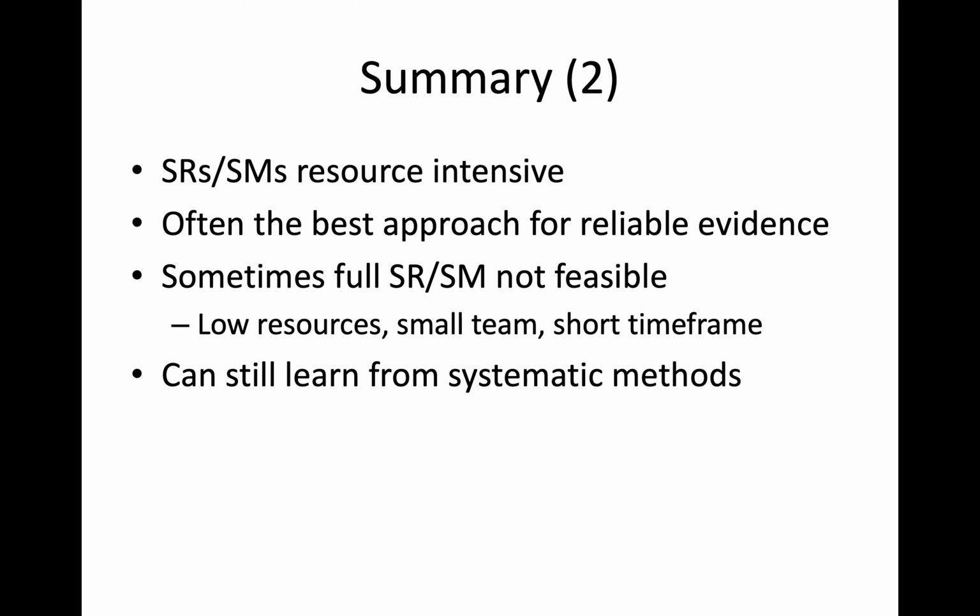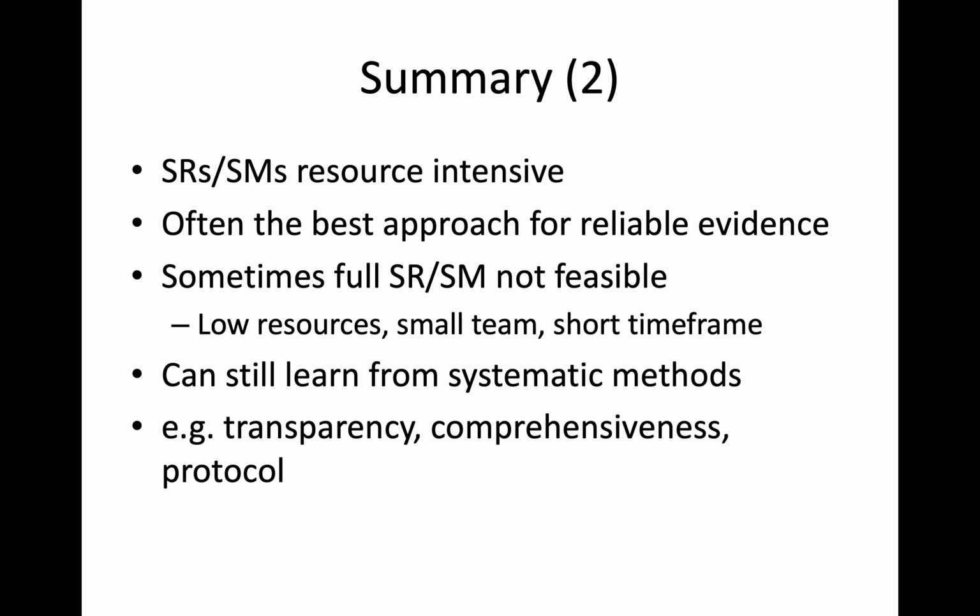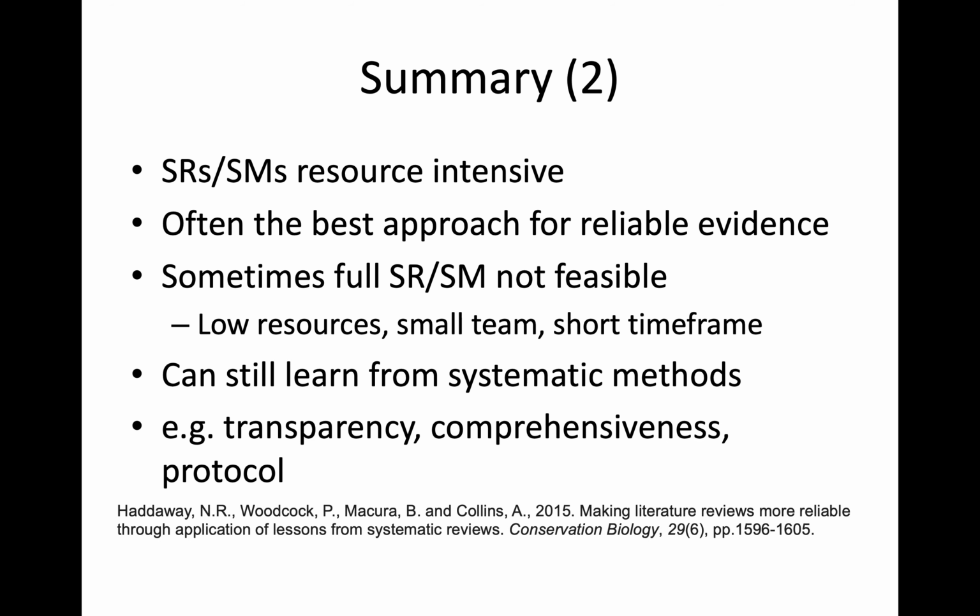But in cases where we can't conduct a full systematic review or systematic map, we can still learn from systematic review methods. For example, by being as transparent as possible when we conduct a literature review, by trying to be comprehensive, by having a protocol for the work that we do, even if it's not a full systematic review. And you can read more about that advice and those lessons in a paper in Conservation Biology called Making Literature Reviews More Reliable Through Application of Lessons from Systematic Reviews.